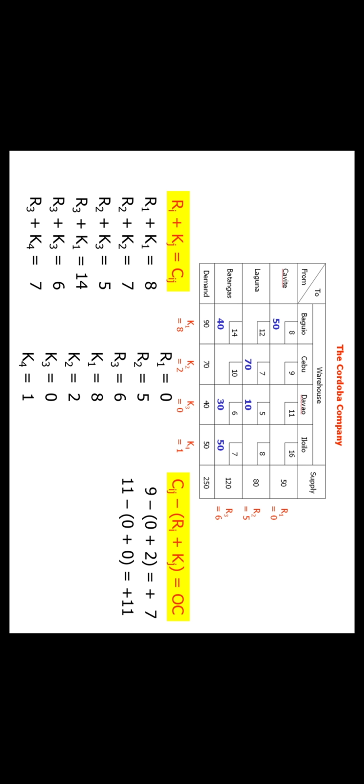Next is the unused cell with a cost of 16. Row position is still at row 1 with a value of 0. Column position is at column 4 with a value of 1. So you would have 16 minus the quantity 0 plus 1, or 16 minus 1 is positive 15.